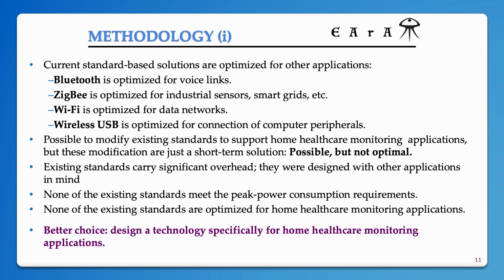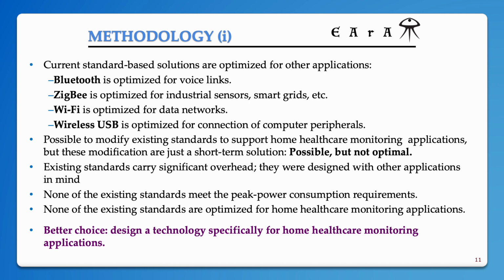It is possible to modify existing standards to support home healthcare monitoring applications, but these modifications are just short-term solutions. It is possible, but not optimal. Existing standards carry significant overhead. They were designed with other applications in mind. None of the existing standards meet the peak power consumption requirement. None of them are optimized for home healthcare monitoring applications. So a better choice is if we can design a technology specifically for home healthcare application.